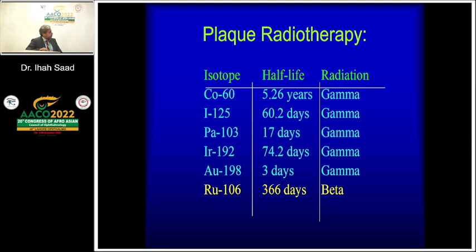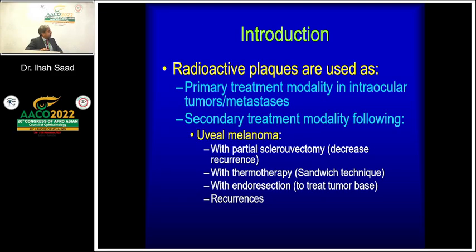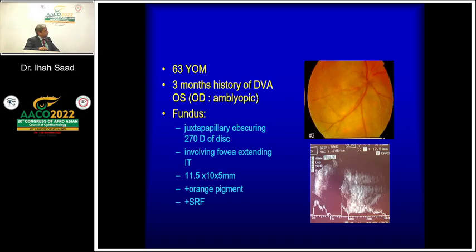So these are the forms of isotope. Ruthenium is used in Egypt and Europe. Iodine 125 is used mostly in the United States. And these are used as a primary treatment modality to deliver radiation dose to the tumor, covering the whole tumor borders, or as a secondary treatment modality in conjunction with other modalities of treatment.